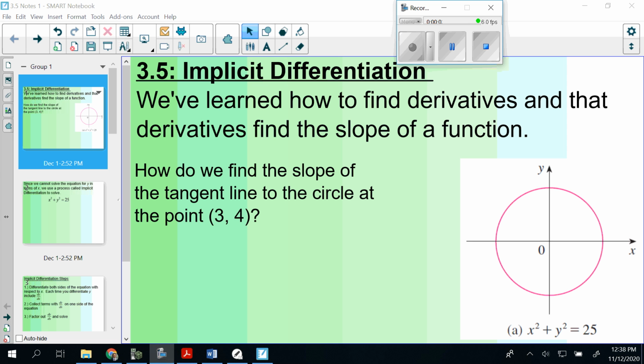Right, today we're going to keep looking at derivatives. We're going to look at another type of differentiation called implicit differentiation. So far we've learned how to find derivatives, and that derivatives find the slope of a function. How would we find the slope of the tangent line to this circle over here at the point (3, 4)?